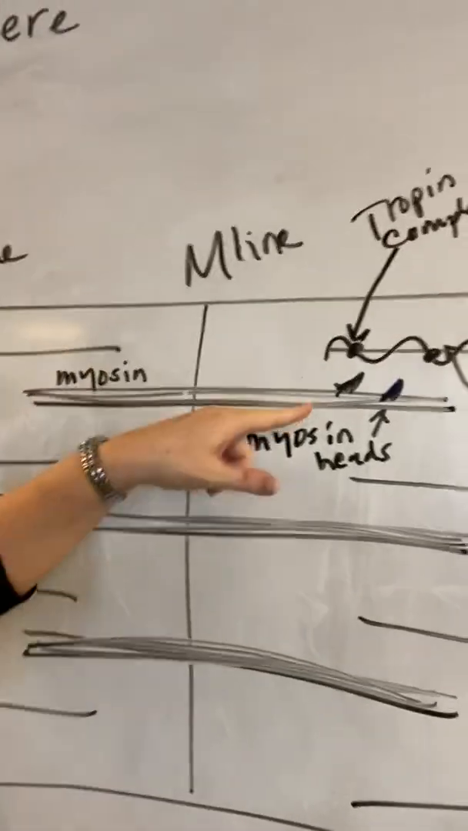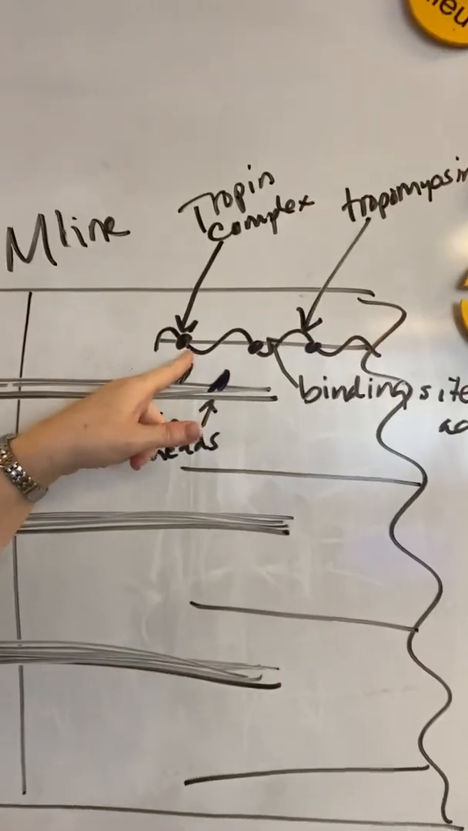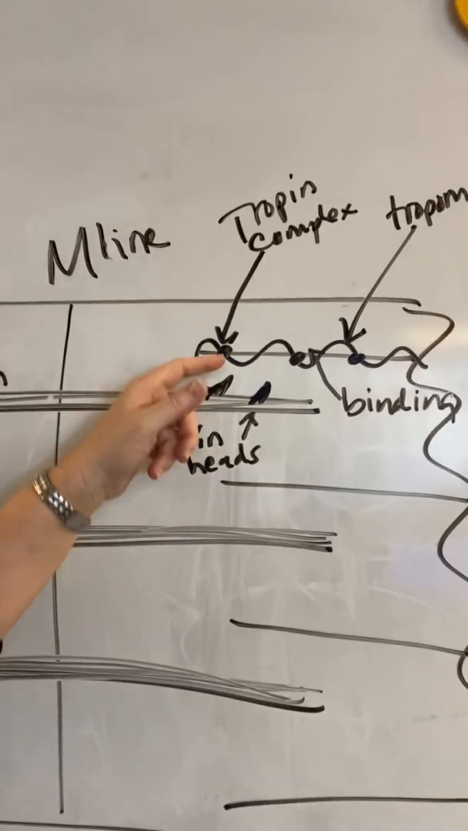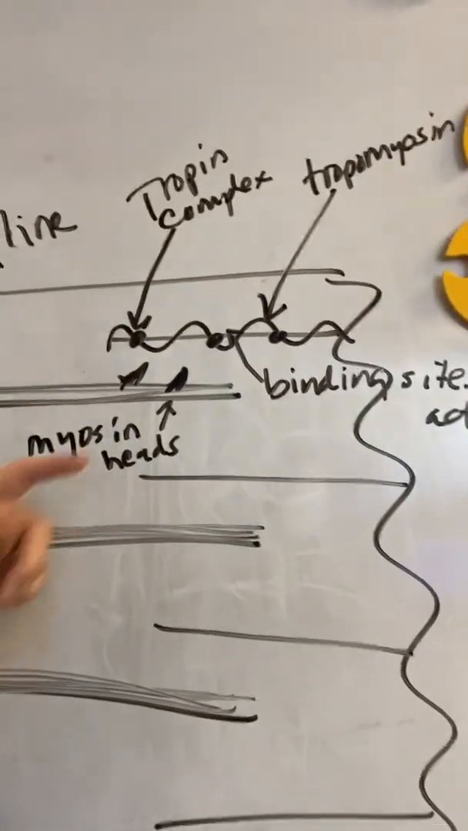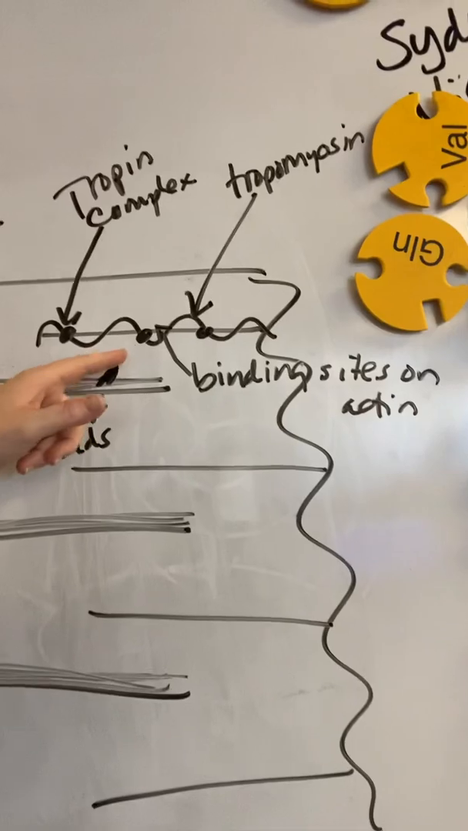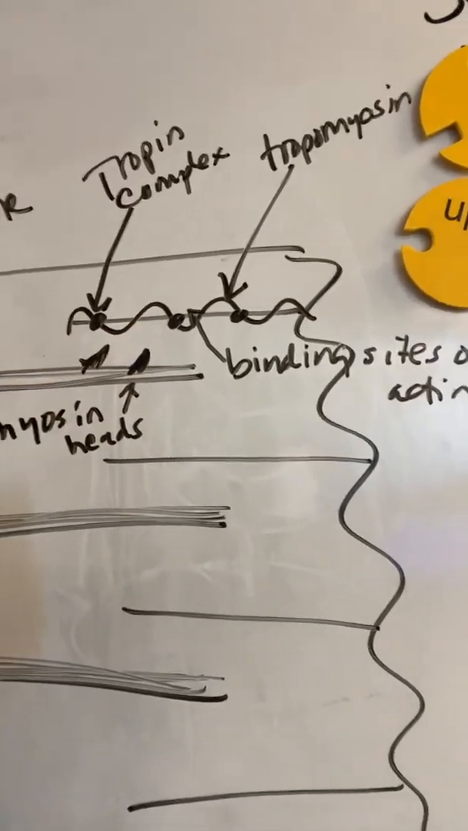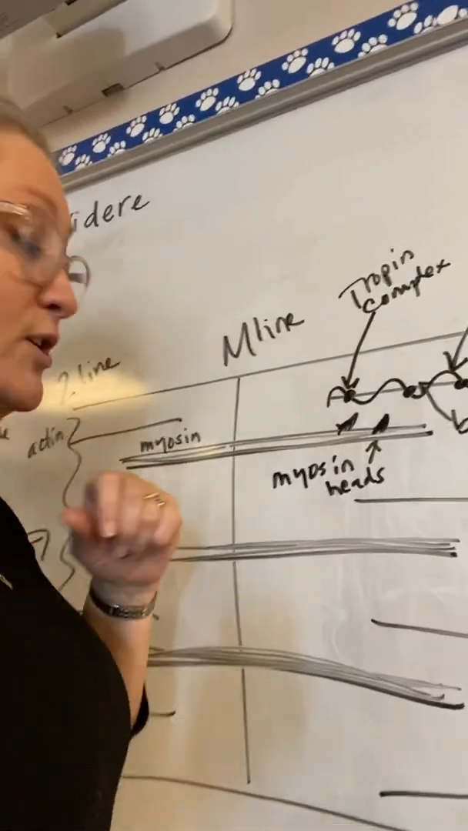So you've got to have ATP to make this attach and move, and then you've got to have ATP to relax or break what's called a cross bridge. So the cross bridge is between your actin and your myosin filament. So you've got to have ATP for both, you've got to have calcium, and then you're good to go. That's muscle contraction.